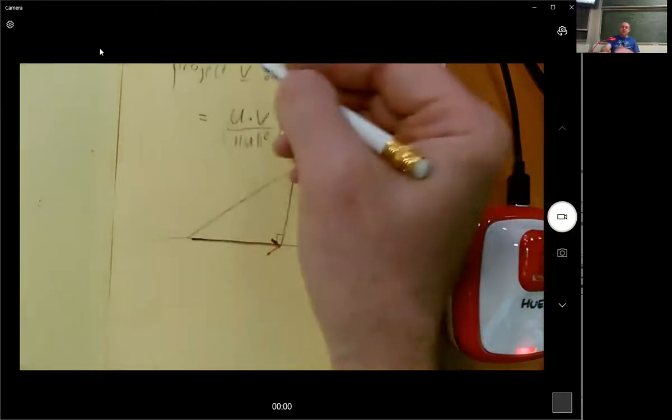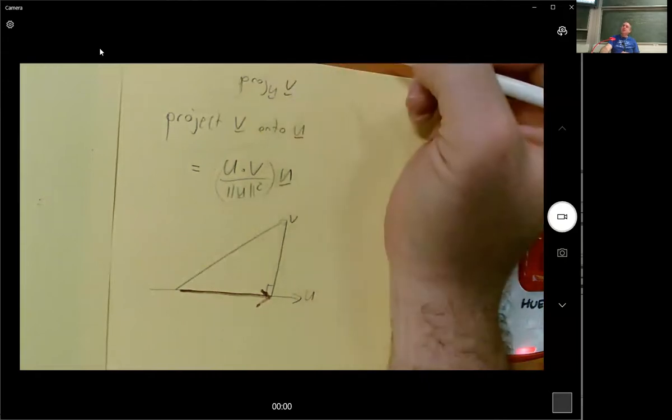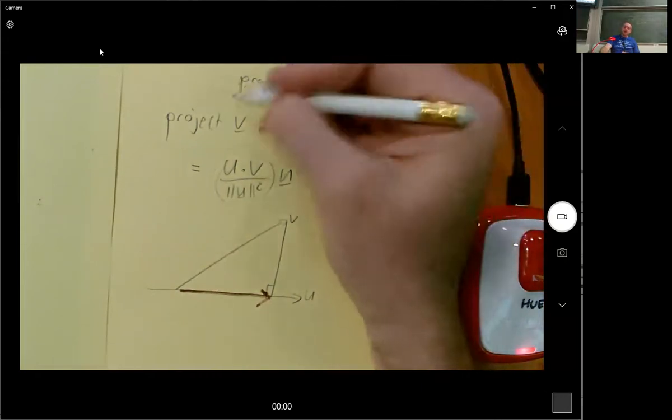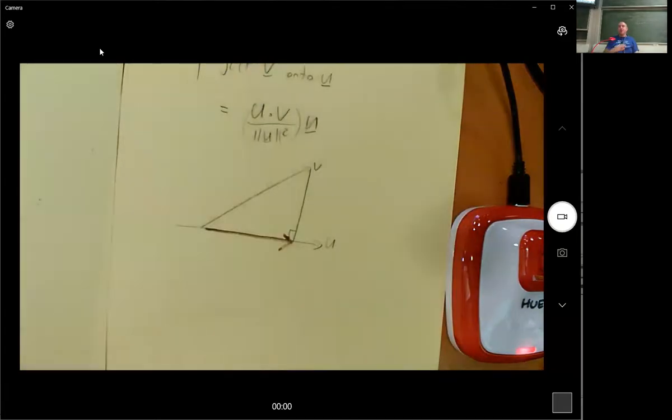Is there a symbol for this? Do they write this as like proj uv? No? Okay, all right. So they just use words? Okay. That's a Maths 1B notation.